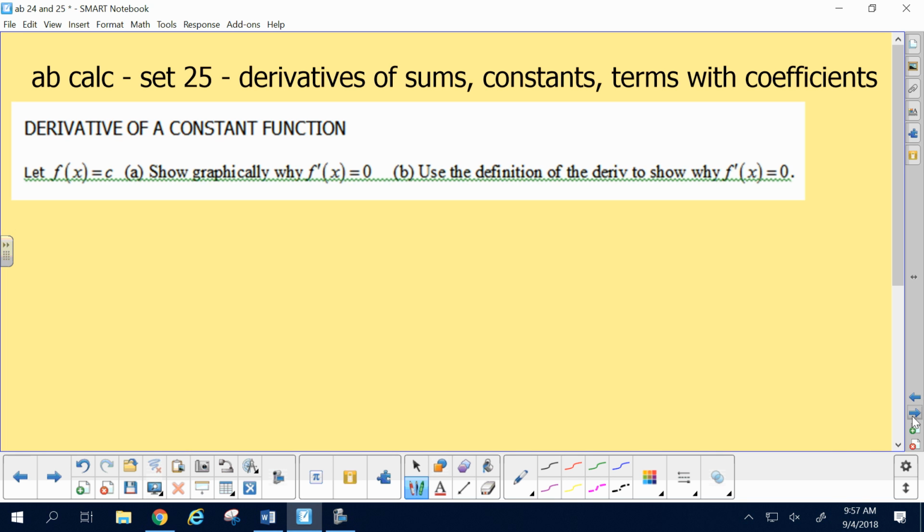All right, last but not least, derivative of a constant. Would you please, on your own or with your math amigos, show graphically why the derivative, if you're given a constant function, f of x is some constant, would have to be 0. Then use the definition of the derivative to show why it's supposed to be there.